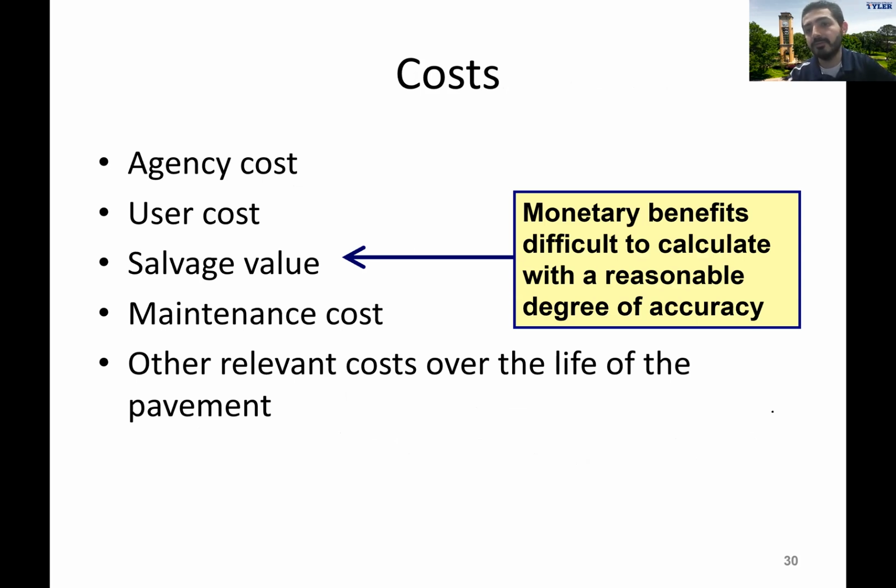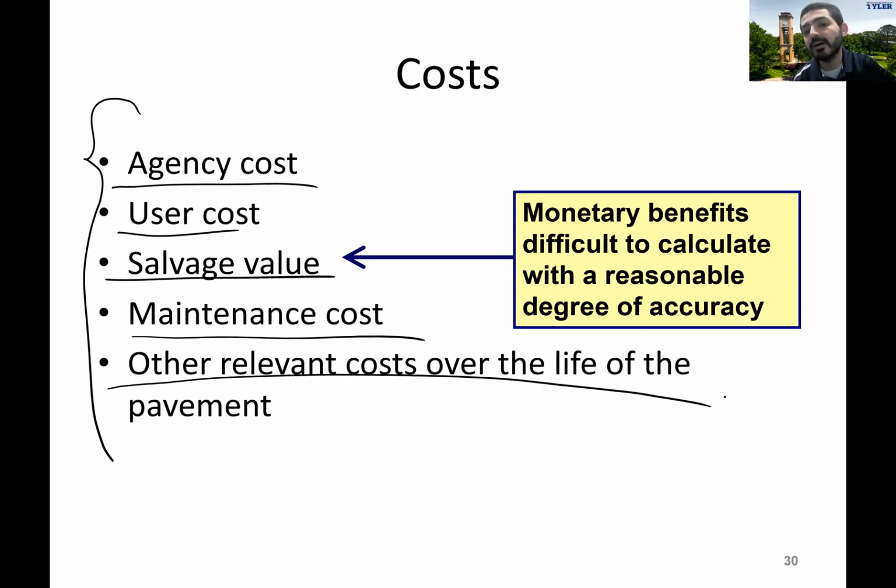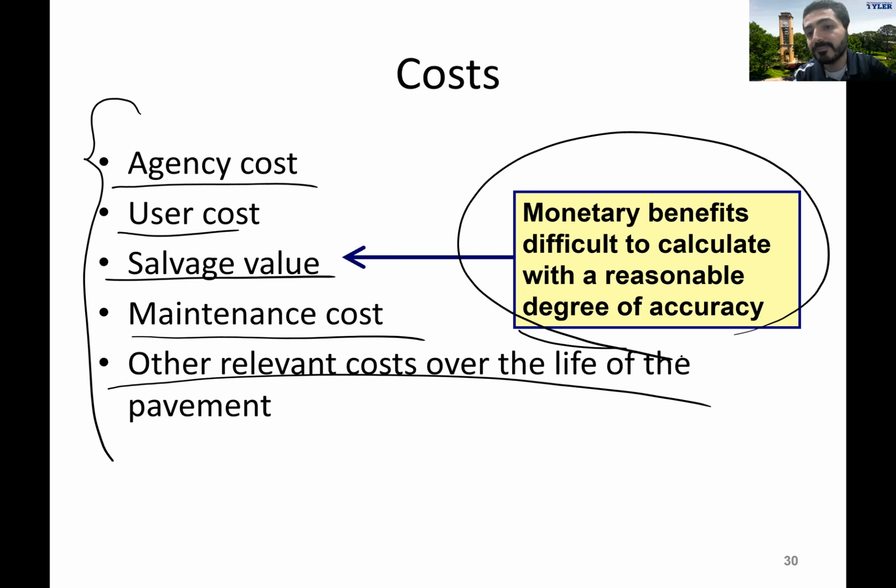And we also need to remember the costs. I think we've touched upon this in a previous chapter, but the costs are agency costs, which is the state DOT or the city, but also there is a user cost, there is a salvage value, there are maintenance costs, all the way to other relevant costs over the life of the pavement. We need to pay attention that salvage value is a monetary benefit that's always difficult to calculate with a reasonable degree of accuracy, but we have to make our best engineering decision to keep that in the equation.